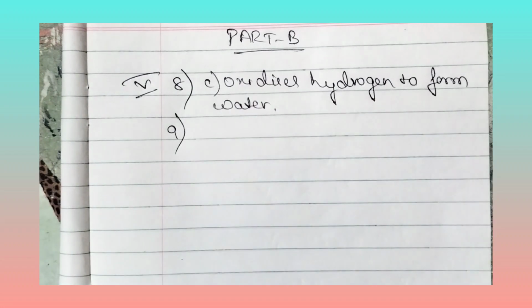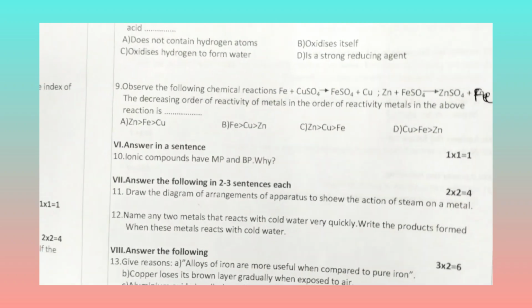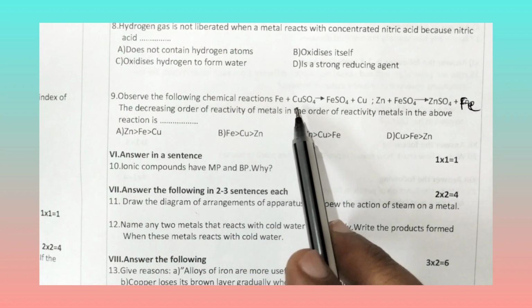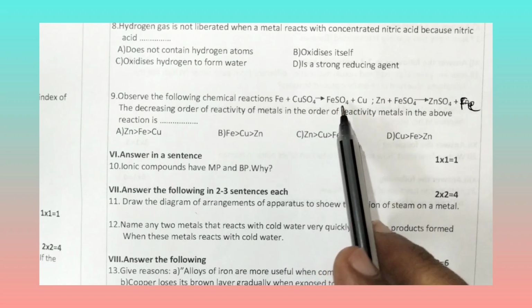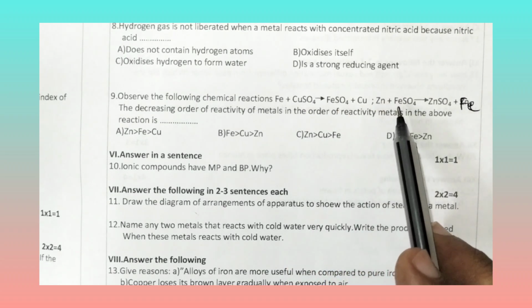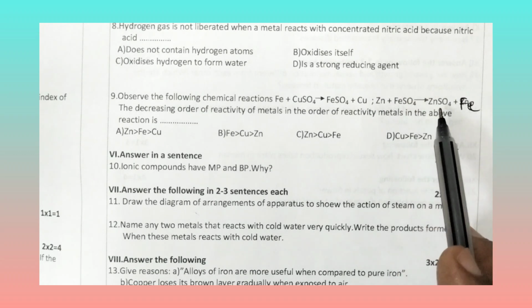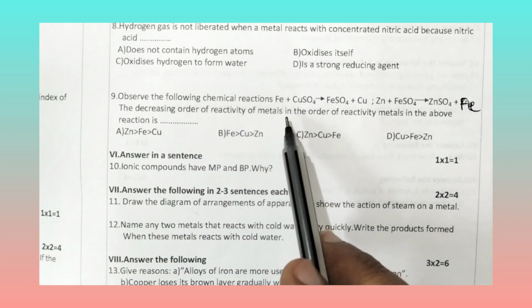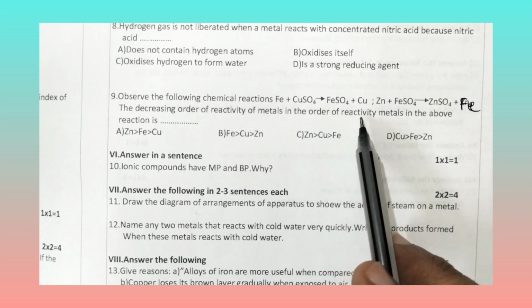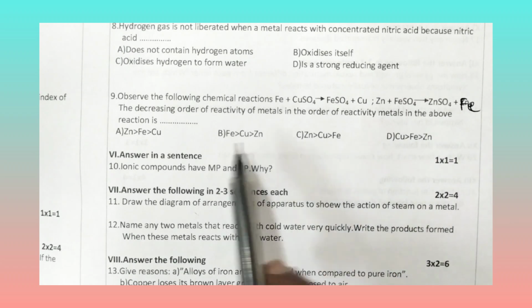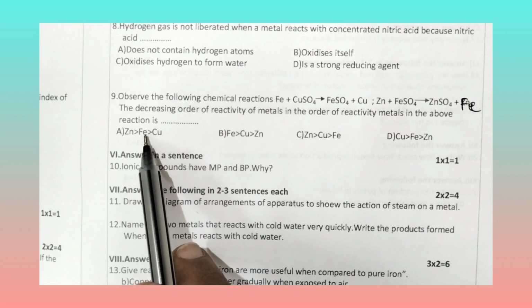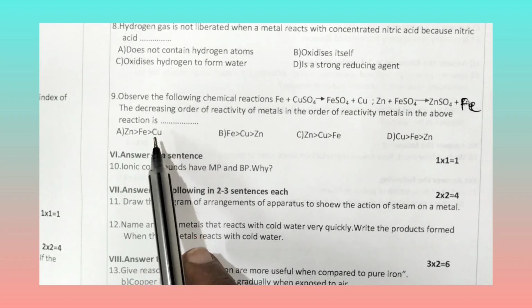So now let us move to the 9th question. Observe the following chemical reactions: Fe plus CuSO4 gives FeSO4 plus Cu. Zn plus FeSO4 gives ZnSO4 plus Fe. What is the decreasing order of reactivity of the metals in the above reactions? Zn is more reactive than Fe, and Fe is more reactive than copper.